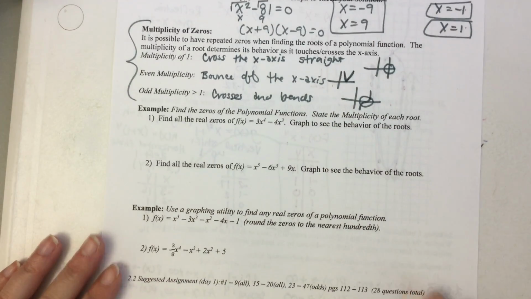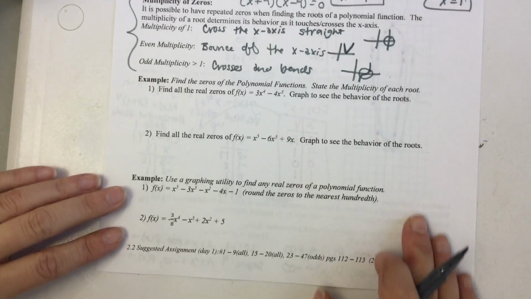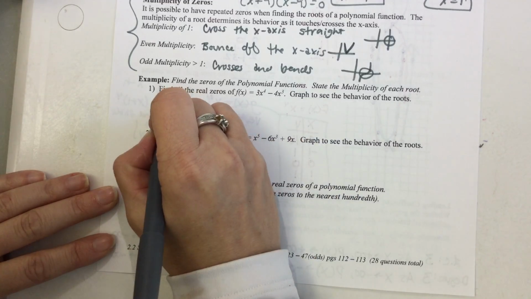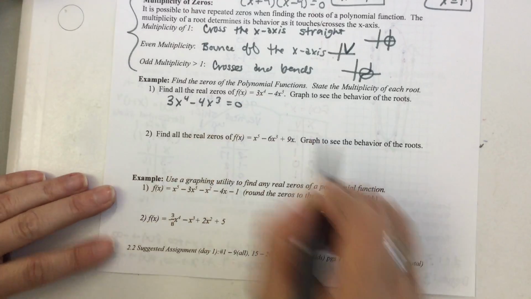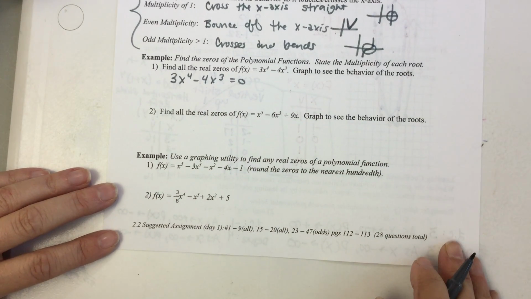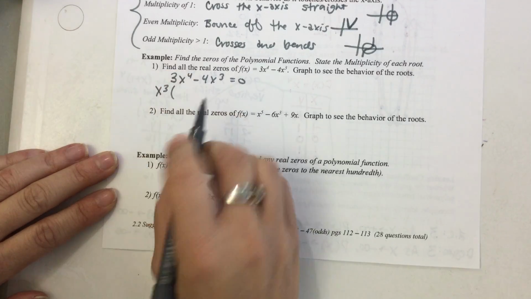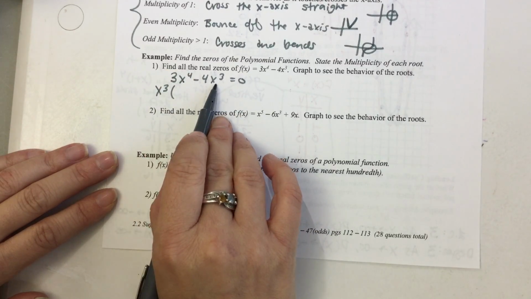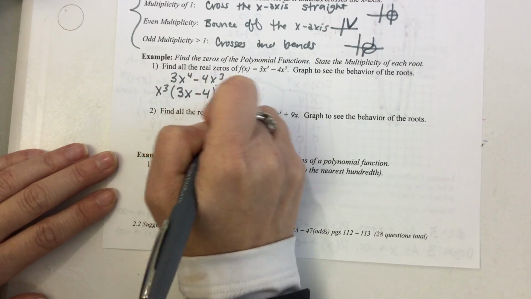Okay, so let's go ahead and find our solutions, look at the multiplicities, and then graph them just to see what it looks like. If you want to find the zeros, step 1, 3x^4 minus 4x^3. To find zeros, you need to set it equal to 0. I can factor out 3 x's, because this has 4 x's and this has 3, so I can remove 3. This leaves me with 3x minus 4.